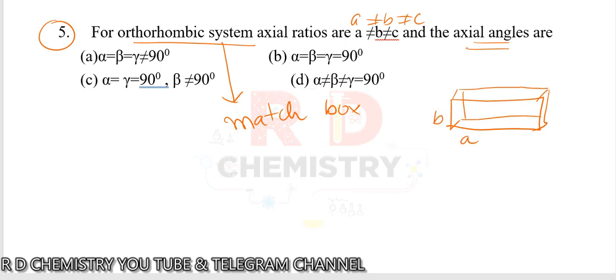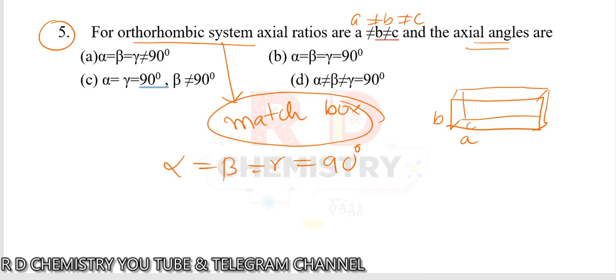A is different, B is different, C is different. Correct? But all these are perpendicular to each other. So therefore, alpha, beta, gamma are equal to each other and they should be equal to 90 degrees. Remember, matchbox type example is for the system orthorhombic. So answer is option number B. Clear? Right?